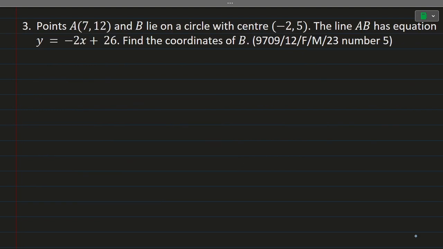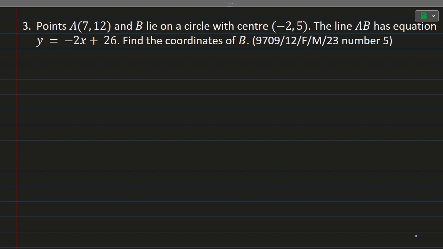Now let's move on to question number 3. Points A (7, 12) and B lie on a circle with center (-2, 5). The line AB has equation y equals -2x plus 26. Find the coordinates of B.